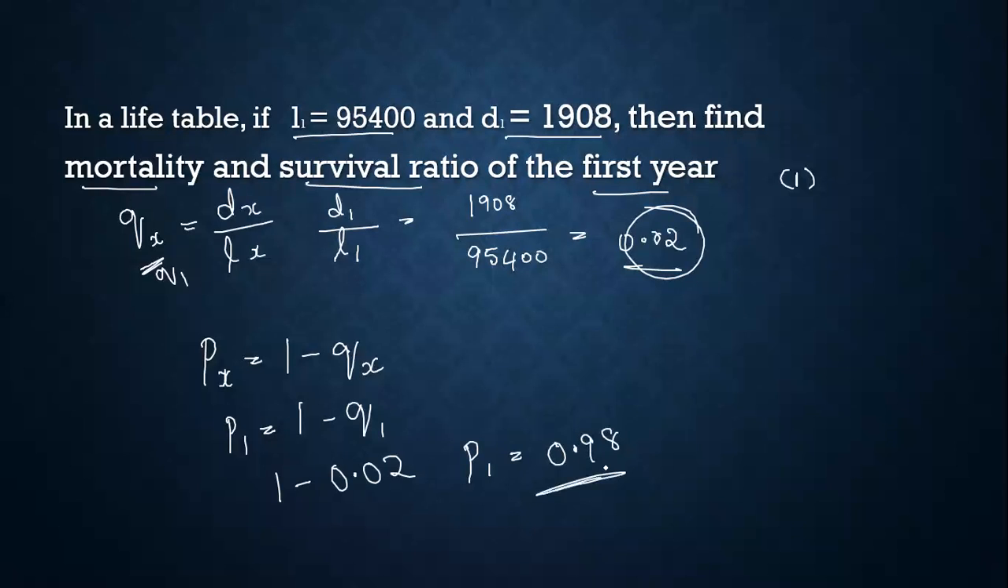0.98. So if they ask you only the survival ratio also, you should see whether the information given is related to the survival ratio. Sometimes what happens, you have to first calculate the mortality and then use that information to calculate the survival ratio. So you should know which component is for mortality and which component is for survival. When you say mortality, it is always Qx, and when it comes to survival, it is Px.